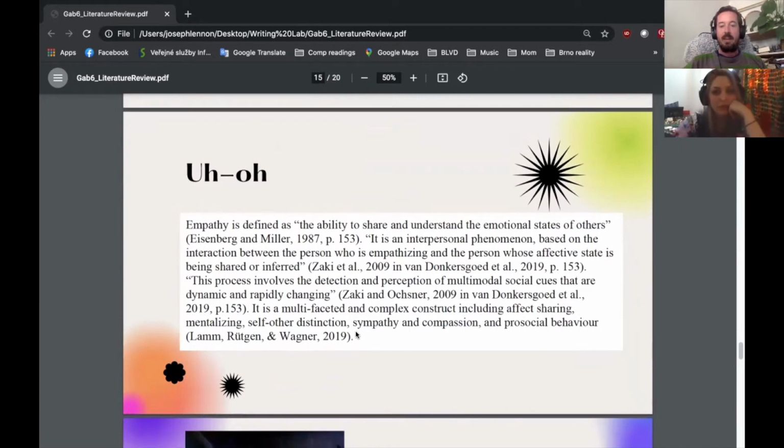Well, I'm just going to read it, and you can tell me later what you think of it. Empathy is defined as the ability to share and understand the emotional states of others, Eisenberg and Miller, blah, blah, blah. It is an interpersonal phenomenon based on the interaction between the person who's empathizing and the person whose affective state is being shared or inferred, blah, blah, blah. This process involves the detection and perception of multimodal social cues that are dynamic and rapidly changing, blah, blah, blah. It is a multifaceted and complex construct, including affect sharing, mentalizing, self-other distinction, sympathy and compassion, and pro-social behavior. And we have more citations.